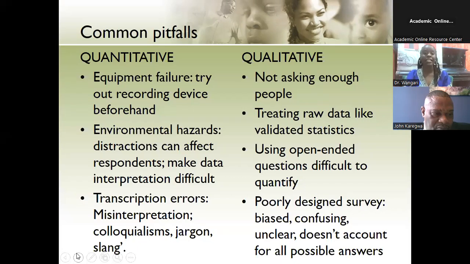You have to be very careful about misinterpretation, colloquialism, jargon, slang, and things like that. And then in qualitative, usually not asking enough people or not stating that your findings are maybe only applicable to a certain number of people. So it's very important when you report qualitative findings to give background information and the demographics of the people who actually responded. And then when you take raw data and treat it like validated statistics after analysis. In qualitative, we don't even talk about statistics much. We talk about information that has been processed from raw data.